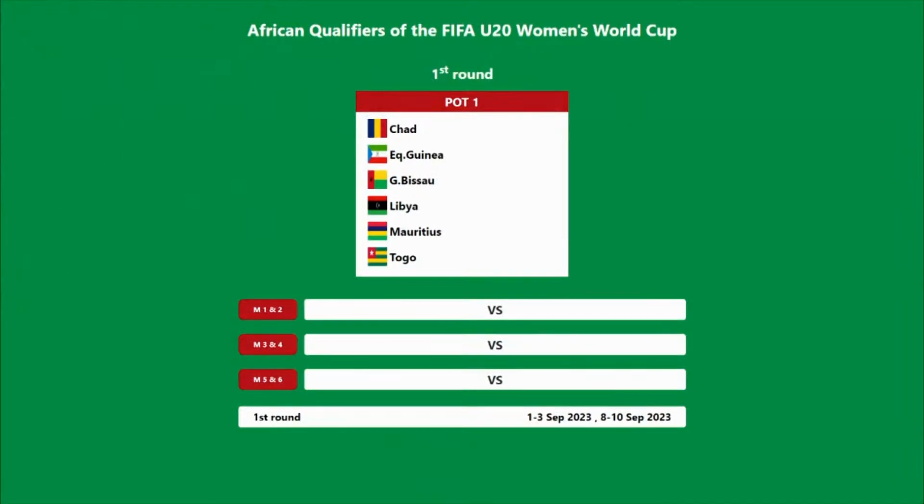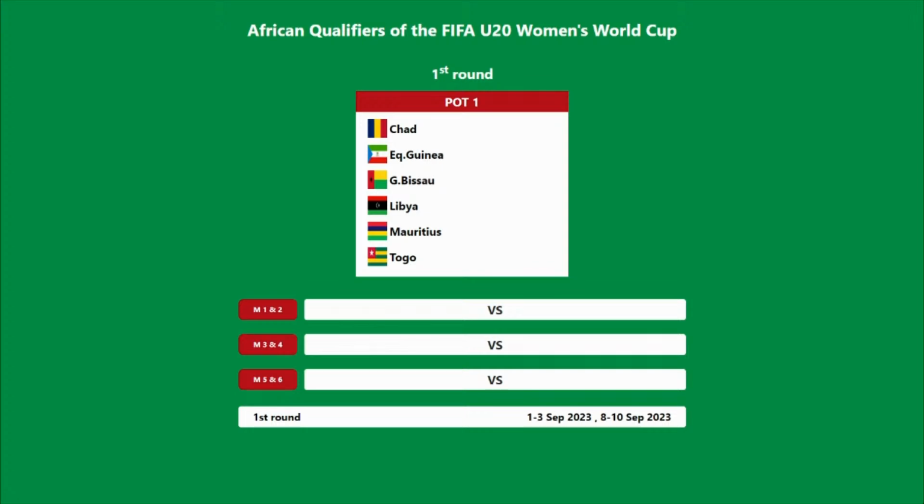Now, to determine the 6 least-ranked teams, we had to go back to the previous edition to check the participation record of the 35 engaged teams. 8 out of the 35 did not participate in the last edition, so we had to compare these 8 in the previous editions of 2020, 2018, and 2016. Finally, we determined the 6 least-ranked teams who will play the first round: Chad, Equatorial Guinea, Guinea-Bissau, Libya, Mauritius, and Togo.